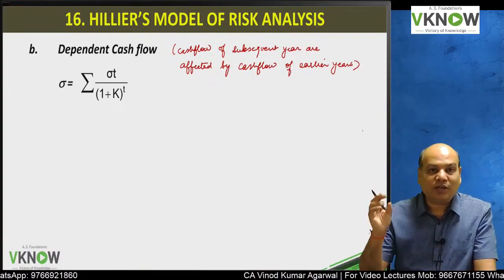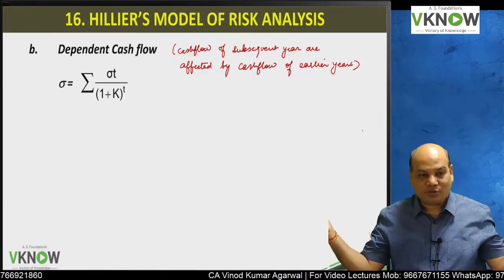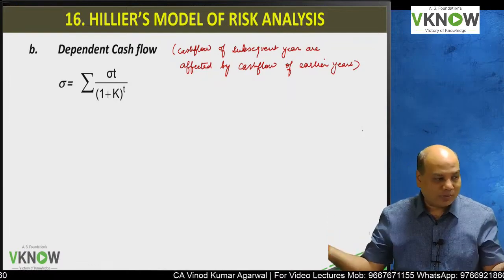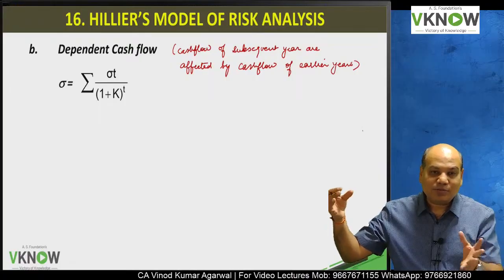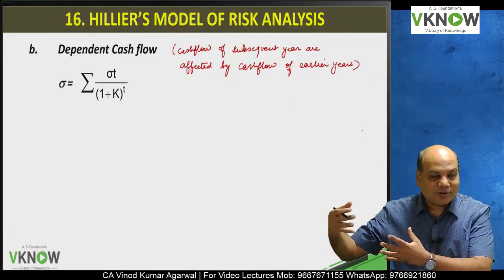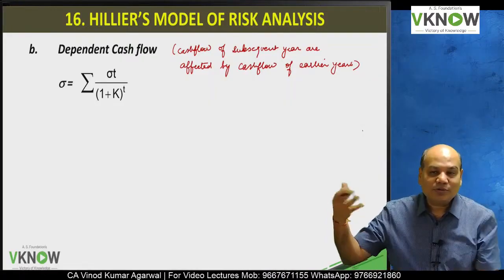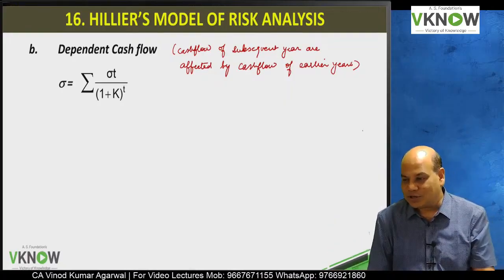But in a movie theater, first week blockbuster movie, people will come. Second week flop movie, people will not come. So here, in case of a, let's say, a movie business, the cash flow of the second week is not affected by the first week. It will depend on what movie is released in the next week. So that is independent cash flow.